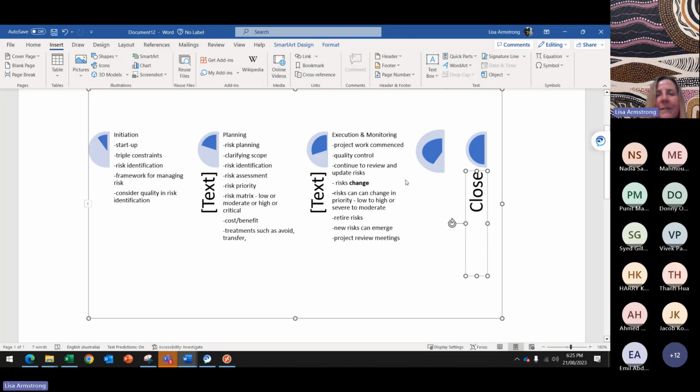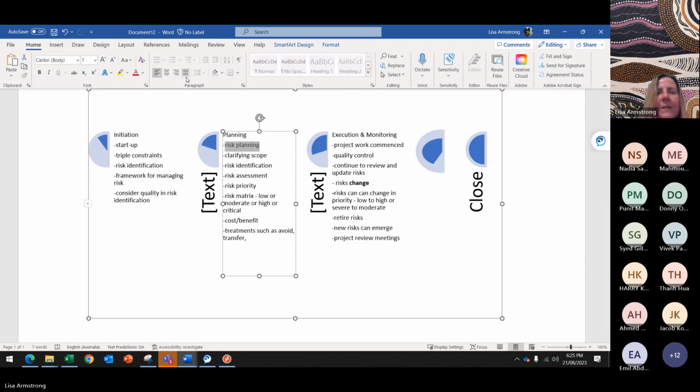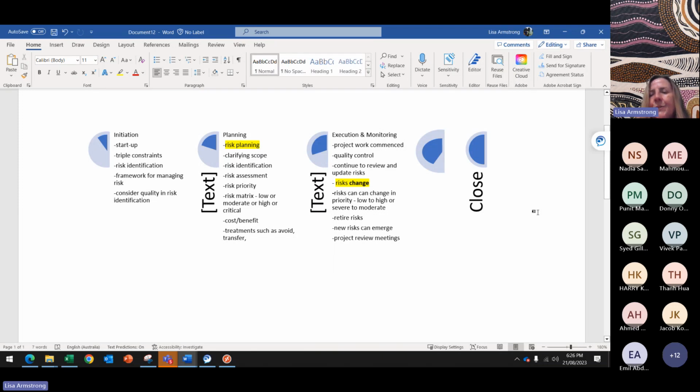It's almost going back here, isn't it? That whole piece around what did we have in our risk plan? Did we in fact know about those risks? Were we aware of those risks? What happened in terms of change? That's a big one as well, to highlight. What changed throughout the project, and how well did we manage that change in terms of risks?